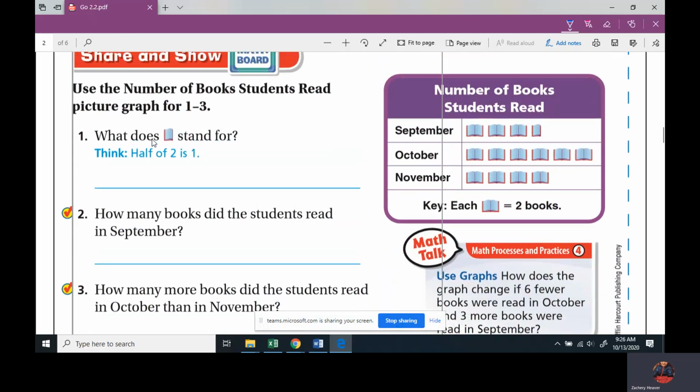We're flying through this, which is great. So we're using this chart for this page. Willow, what does the book stand for? What does each book, or what does half a book stand for?